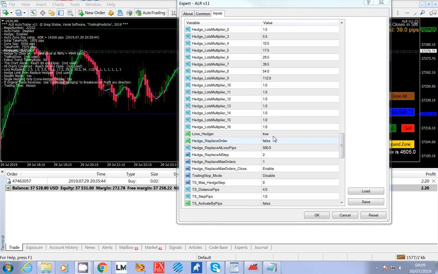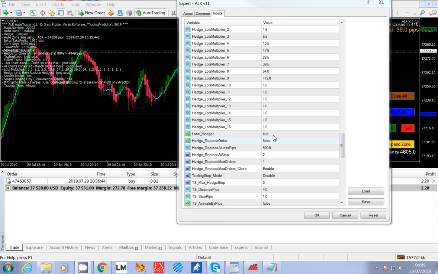So what happens here is that when it gets to the second hedge, if it doesn't reach take profit and the price reverses again, and the ALR has to open a third hedge, it won't open a third hedge, it will close the previous hedge, therefore putting you in the correct position, buy or sell, without opening a hedge.